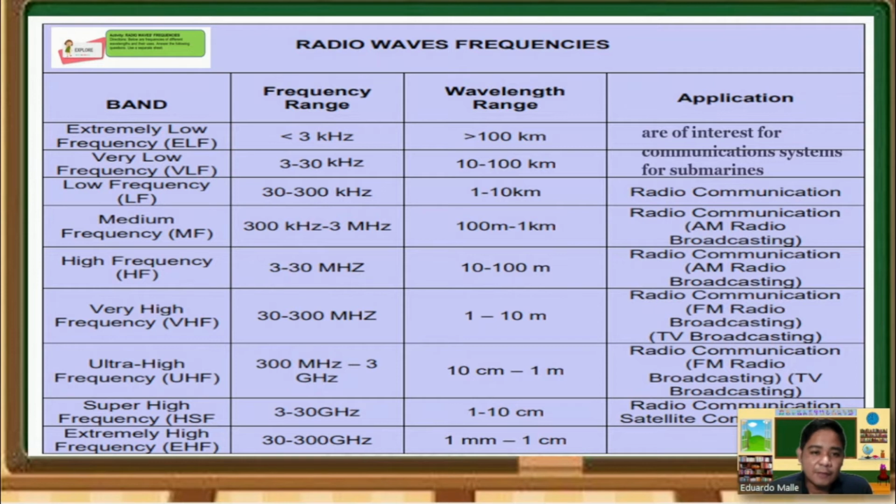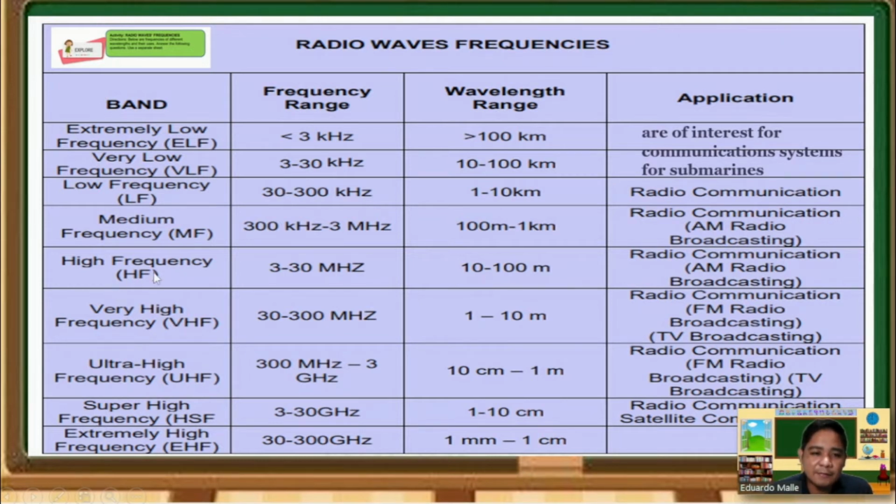Okay, the next one, low frequency. The frequency is 30 to 300 kilohertz. The wavelength is 1 to 10 kilometers. And the application, it is being used in radio communication. The next one, medium frequency. The frequency is 300 kilohertz to 3 megahertz. The wavelength, 100 meters to 1 kilometer. It is used in radio communication, the AM radio broadcasting.